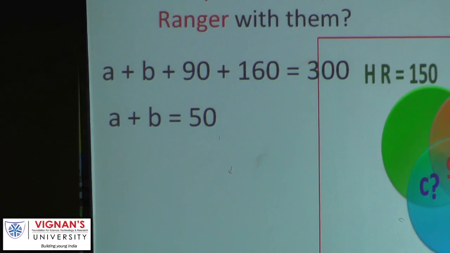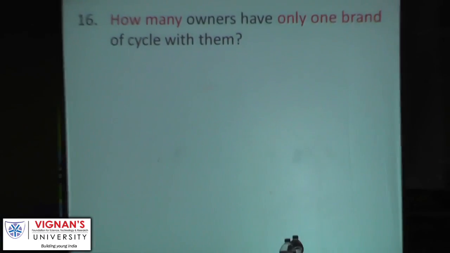If A plus B is 50, we know already A plus B plus C is 70. If A plus B is 50, then what is C? 20. Right? So 20 had only Hero Ranger and Atlas MTB. Next one.